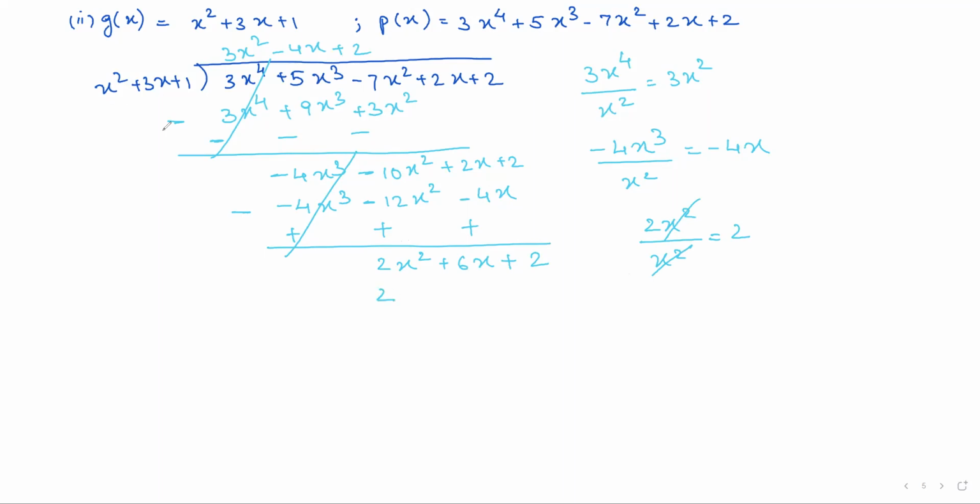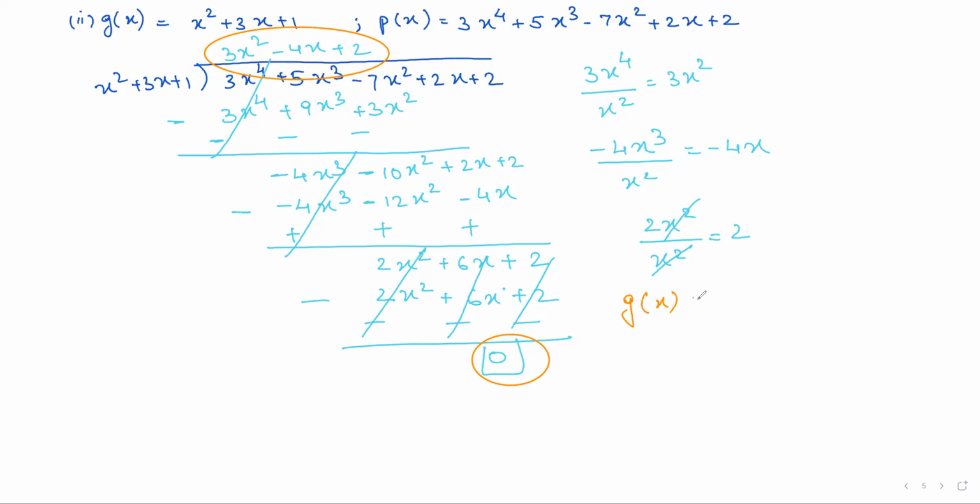So dividing this 2 with this, you get 2x square, multiplying 2 with this g of x, plus 6x square plus 6x, 2 into 1 is plus 2. Subtraction, change the signs. As you can see, all the terms get cancelled. You're left with 0 as the remainder. So your remainder and quotient are obtained at this level, and you find that your remainder is 0, which means the given g of x is a factor of p of x, since r of x is equal to 0.